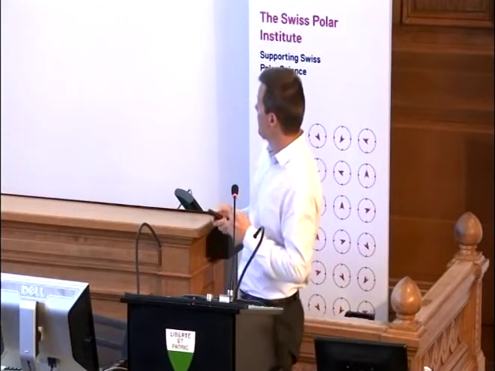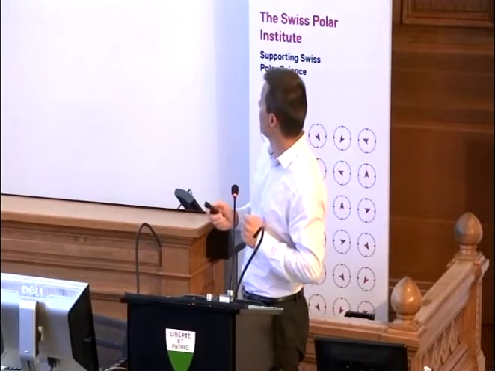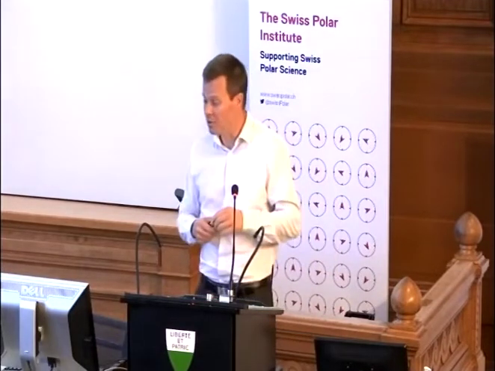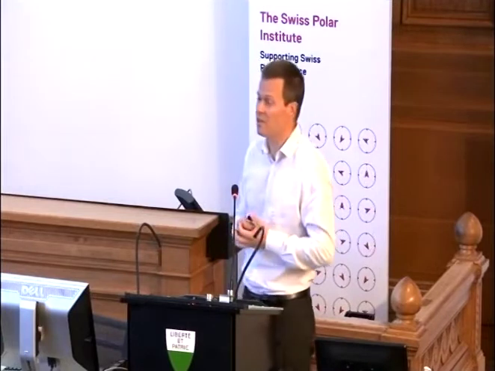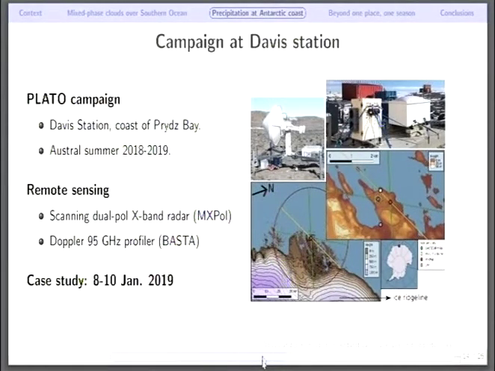Moving to precipitation now, at the coast. I will use again a case study from a campaign that took place at Davis Station on the Antarctic coast, East Antarctic coast. The campaign was 2018-19, and you have a picture here. So Davis is here. You have different instruments, and again we have different radars at different frequencies, this one and this one. And we will use their data to investigate what's happening during this 8 to 10 January 2019 precipitation case.